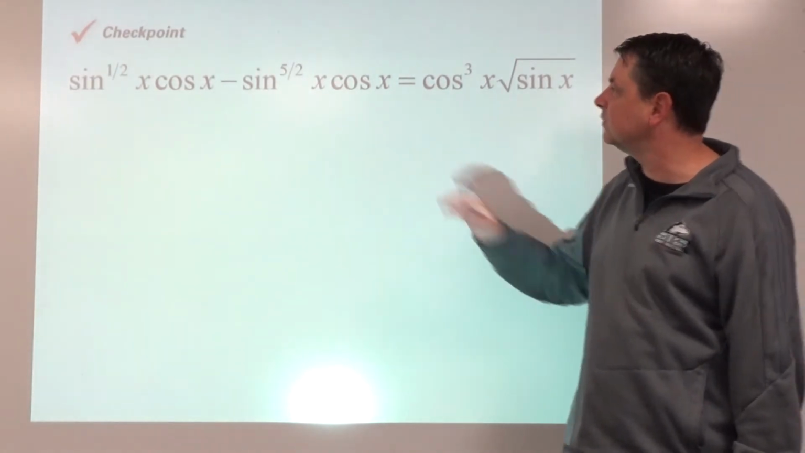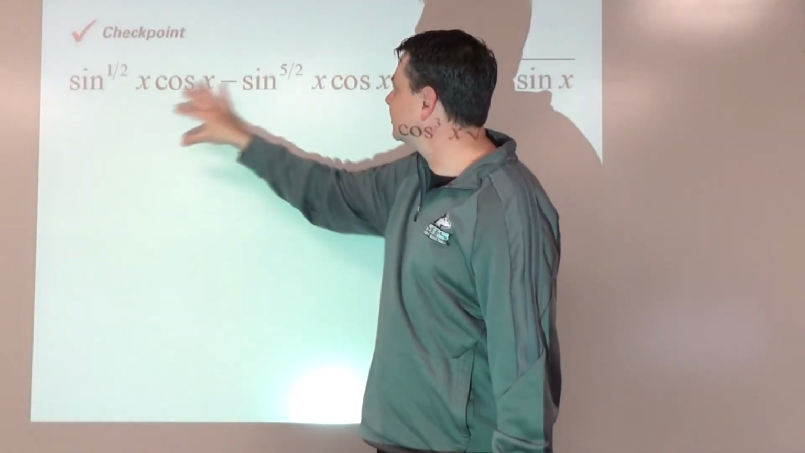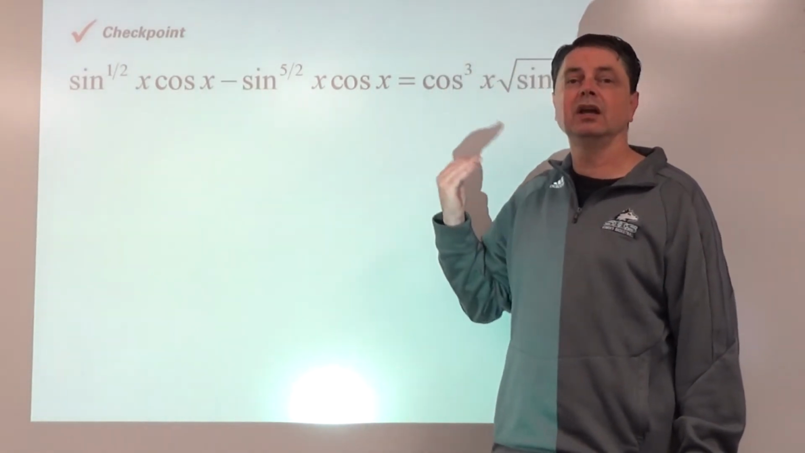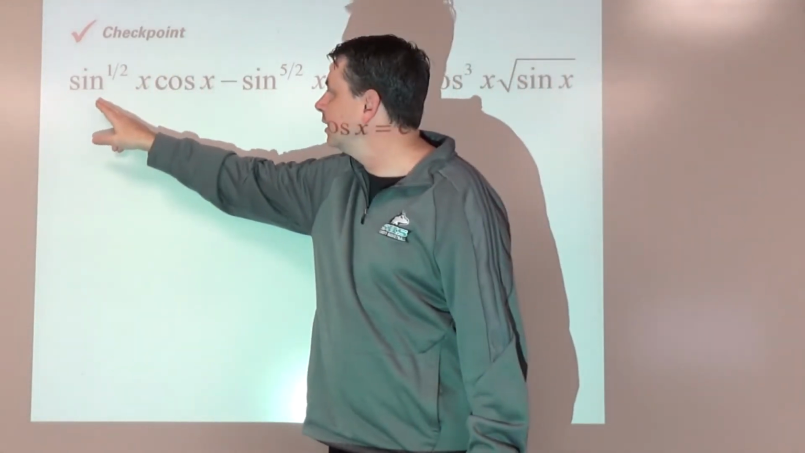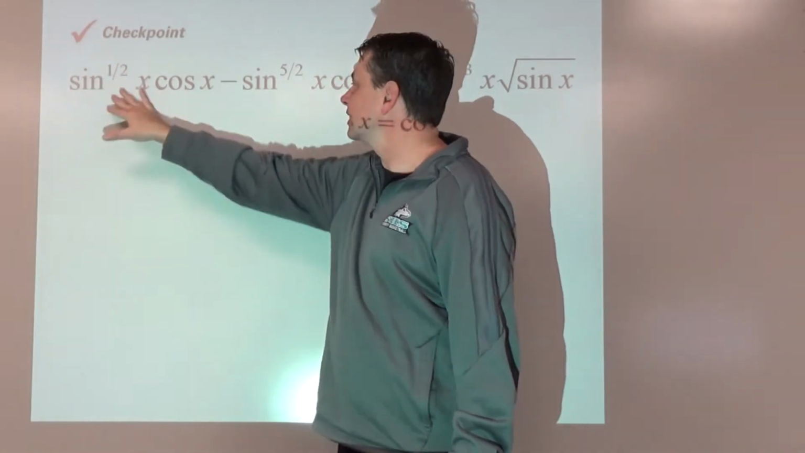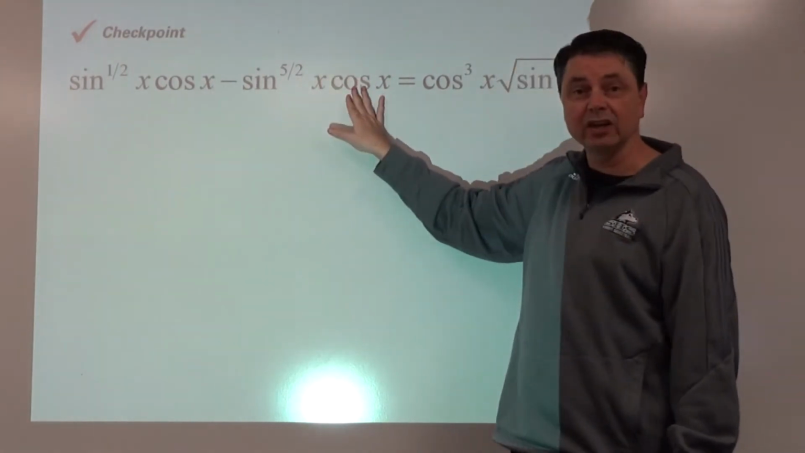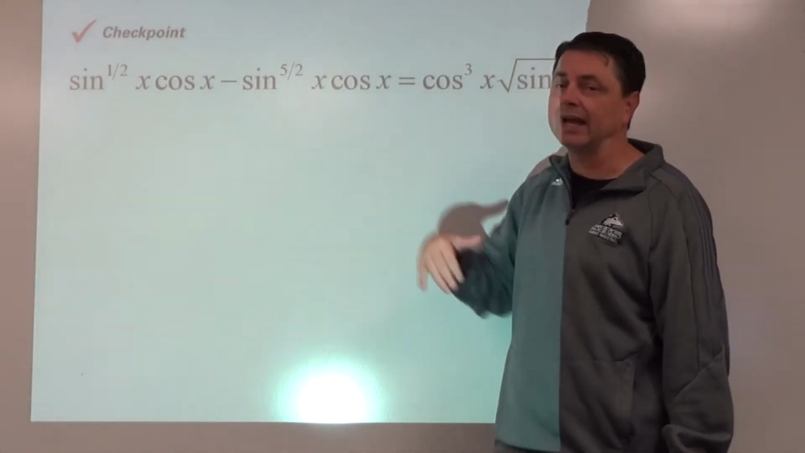We have a common factor of, now in terms of the sine x's, we would want to take the sine x that's raised to the lower power. That would be sine 1/2 x is a greatest common factor. Cosine x itself is a greatest common factor. We're going to factor that out.